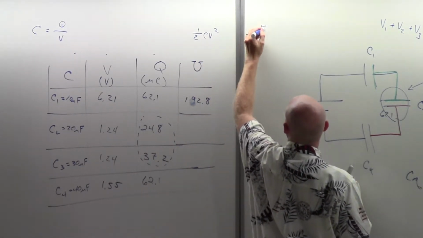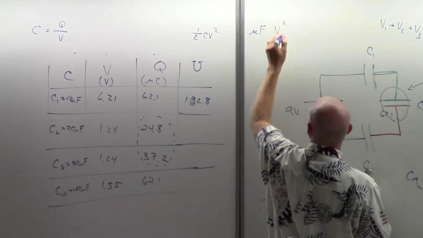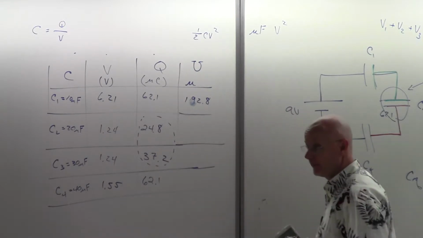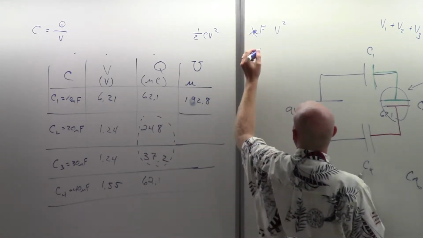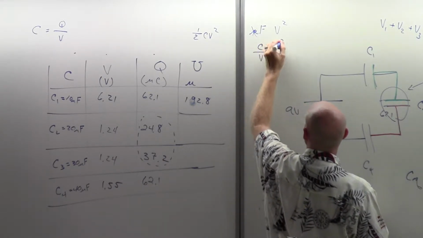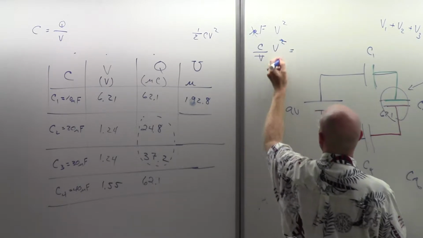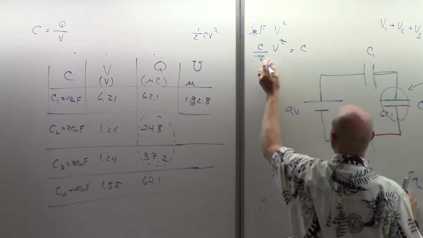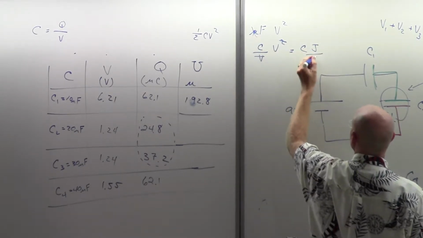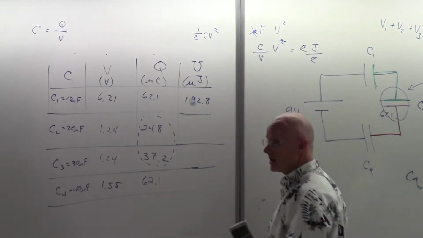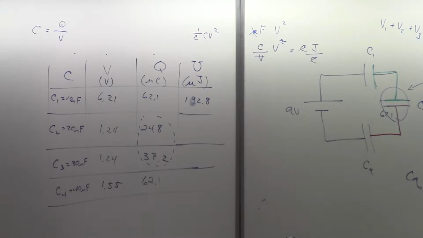I suppose I should keep track of my units here. There is microfarads. These are voltage squared. I'll leave the micro alone. But a farad, if you remember here, is our coulomb per volt. So one of the voltages go away. And our coulomb I'll leave alone, but our voltage was a joule per coulomb. And so we get left with joules. So that capacitor is 192.8 microjoules of energy stored on it.